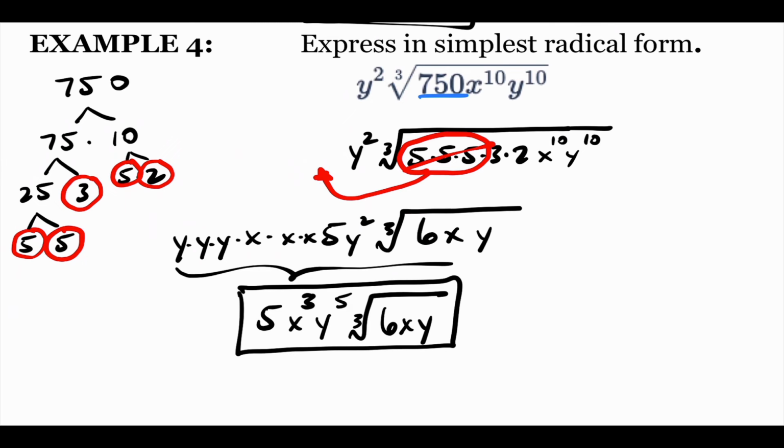Does it matter if you put 5x to the third power before y to the 5th power? No, you can switch, since this is all multiplication, right? You can switch order. Usually we put the number in the front, and usually we put them in alphabetical order. But if I put the y to the 5th here and the x to the 3rd there, is it wrong? No. Nope.